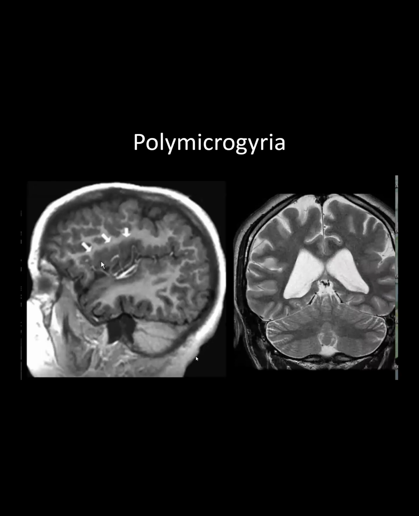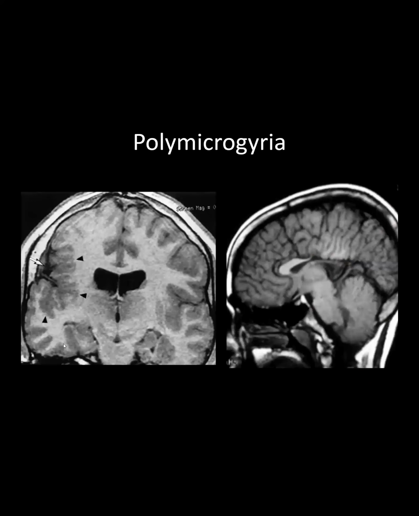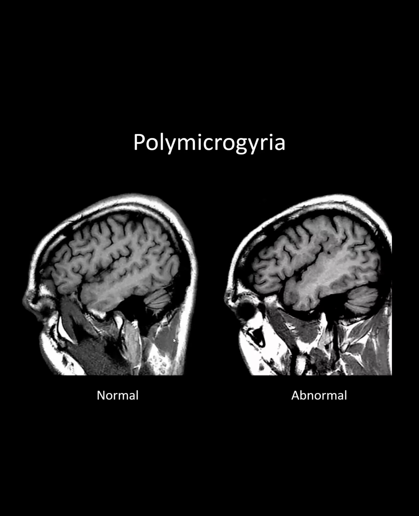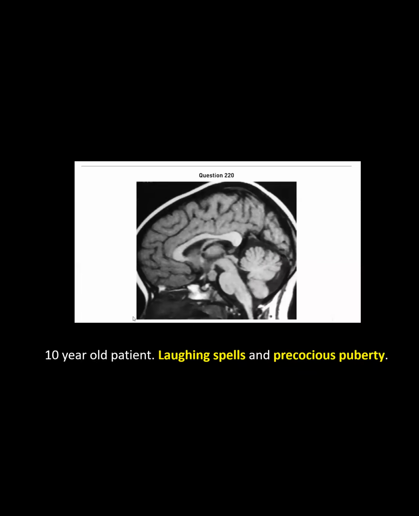So polymicrogyria, you're going to see classically too many nodular undulating gyri, like you're seeing. It can be localized, and very commonly, it's perisylvian. Let's see. So this is the last thing I'm going to show. It's a congenital thing that you can get in your brain that can give you a specific kind of seizures.